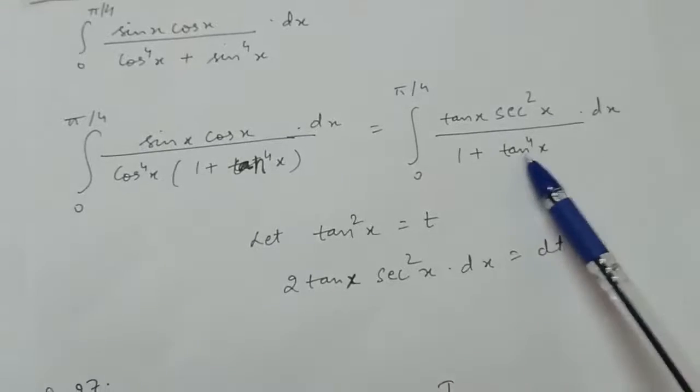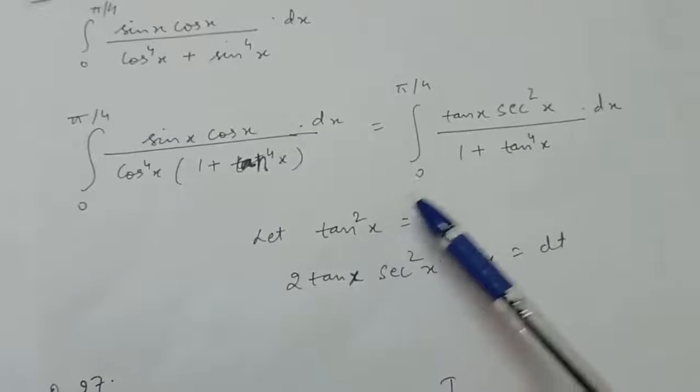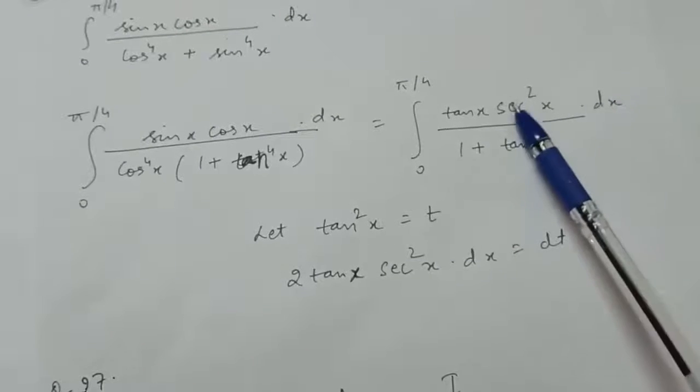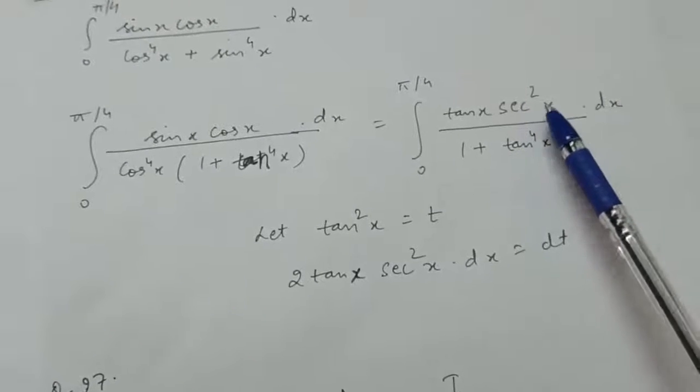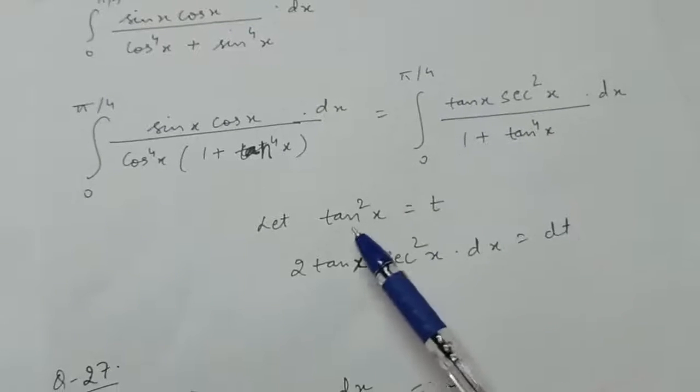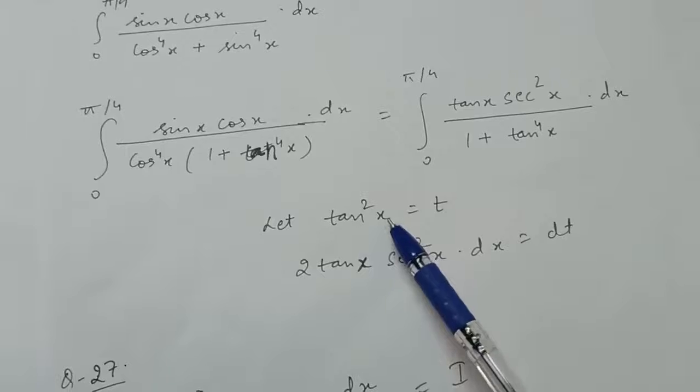If, instead of tan square x, you take just tan x, then you will get secant square x dx as dt. But see, because tan x is also there, it will be better if we take tan square x complete as equal to t.